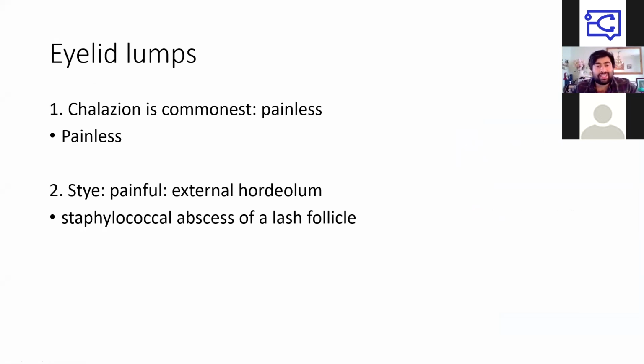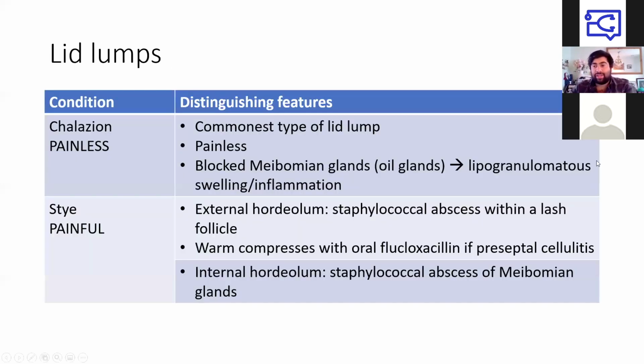I've summarized it down quite a lot, but essentially there are two important differentials. It's either going to be a painless lump, which is a chalazion, or a painful lump, and that's going to be a sty, also known as external hordeolum. And this is a summary table that I've made.